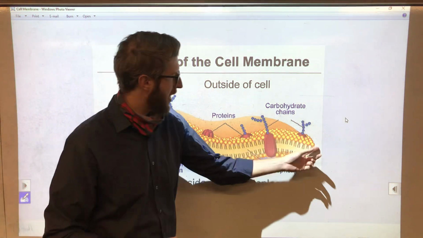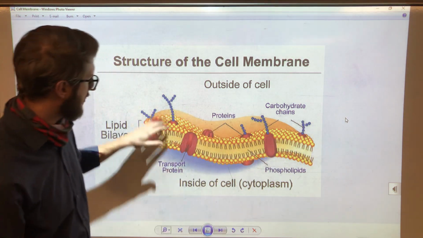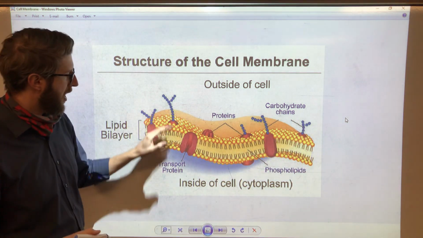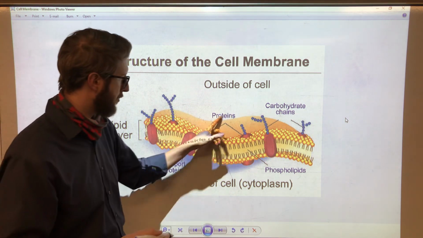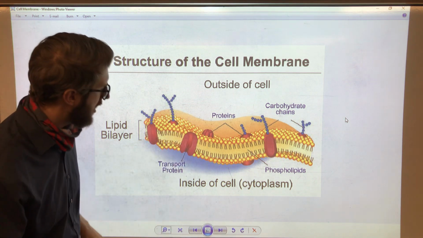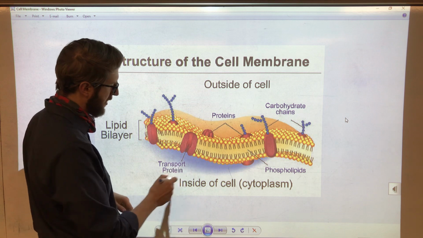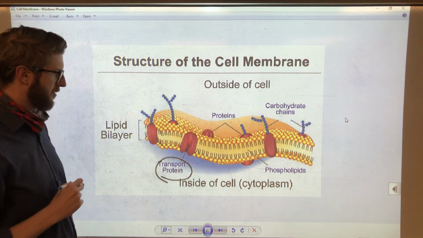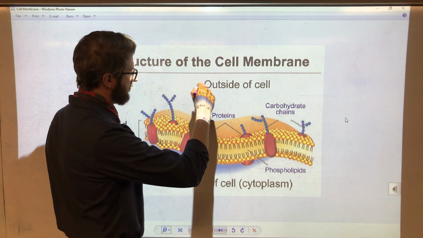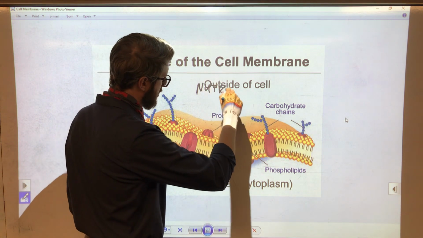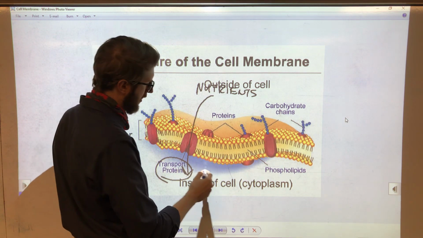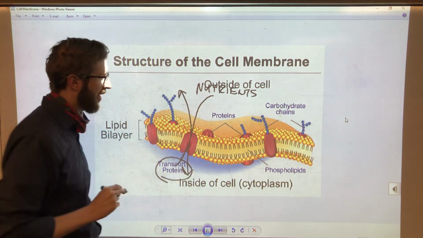Now you'll also see embedded into the cell membrane are several different things. We have some carbohydrate chains here and everywhere else. But what I want to focus on right now are the proteins. Okay, so you'll see these proteins that are embedded into the cell membrane. And what these proteins are for is they're called transport proteins. Okay? So transport proteins are what allow nutrients to get into or out of the cell.